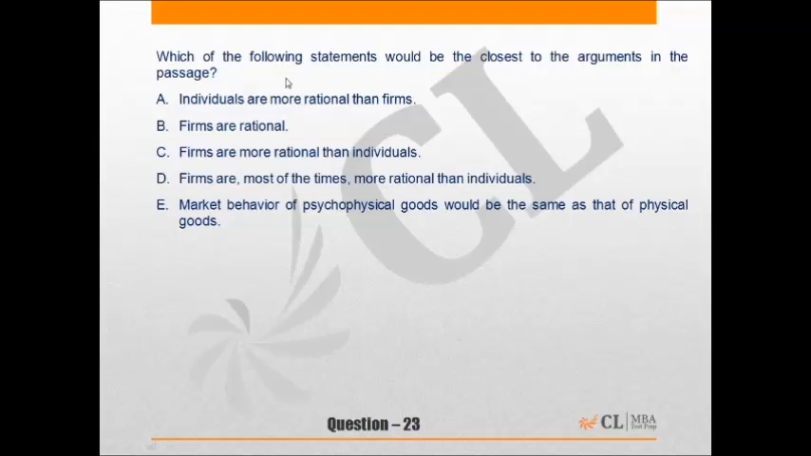Now let's look at the question that follows. The question says, which of the following statements would be the closest to the argument in the passage? Individuals are more rational than firms. Firms are rational. Firms are more rational than individuals. Firms are most of the time more rational than individuals. This is the correct answer, option D.